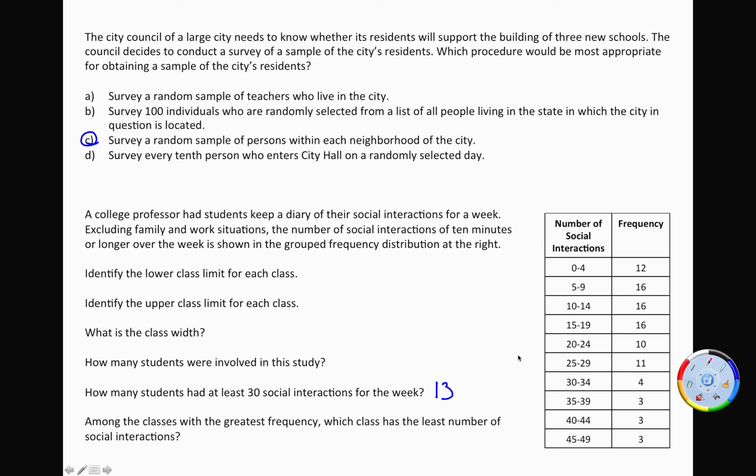Among the classes with the greatest frequency, which class had the least number of social interactions? So among the classes with the greatest frequency, here's the greatest frequency. Which class had the least number of social interactions? 5 to 9.